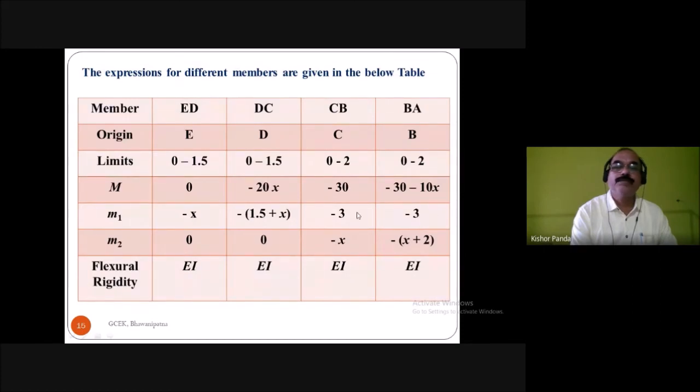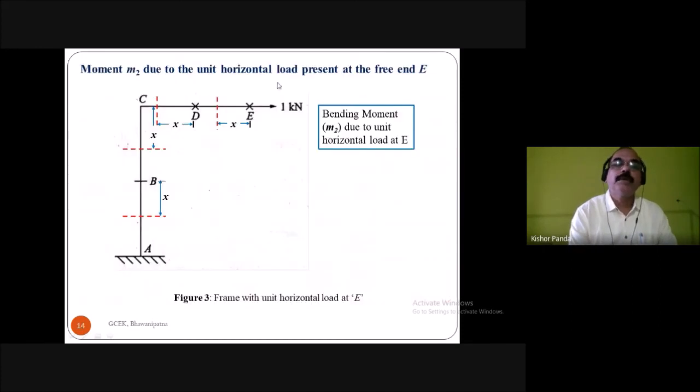This is minus 3. Then next you apply a unit horizontal force at E, and due to this unit horizontal force, find out the moment between D and E, between C and D, between B and C, and between A and B. Because this force passes through this axis, the moment here is equal to 0. Similarly, between C and D, the moment due to this horizontal force is also 0, because the perpendicular distance is equal to 0 about this point. So here the moment is equal to 0.